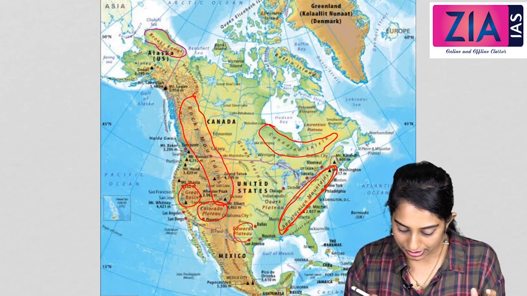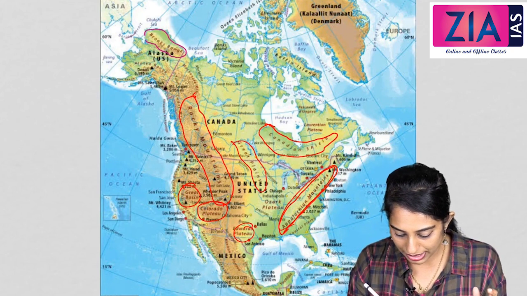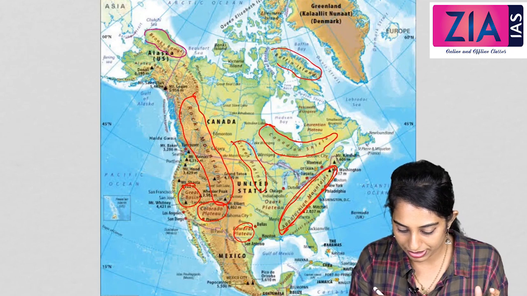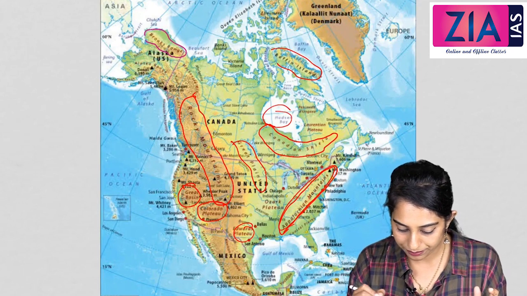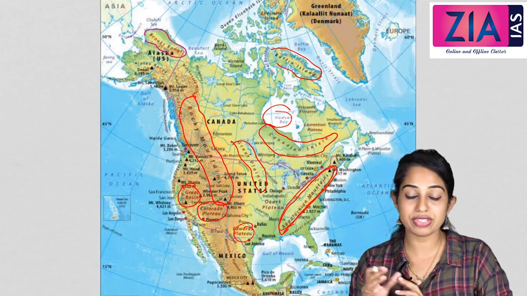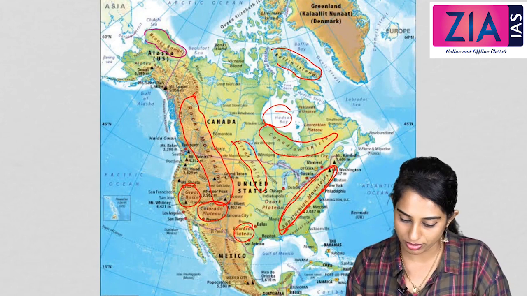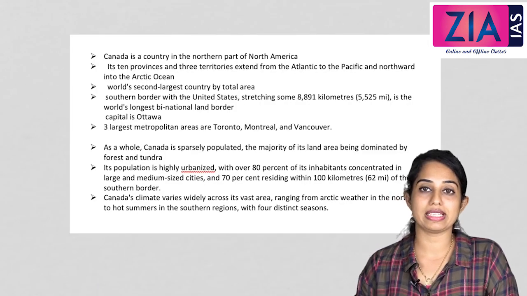Okay. Then Edward Plateau, Great Plains, Baffin Islands, Hudson Bay. So this is almost like physical features are covered in the North American continent. Now let us understand few details about Canada.